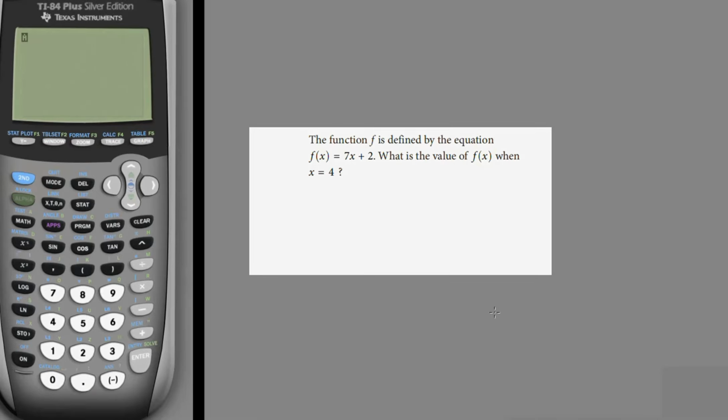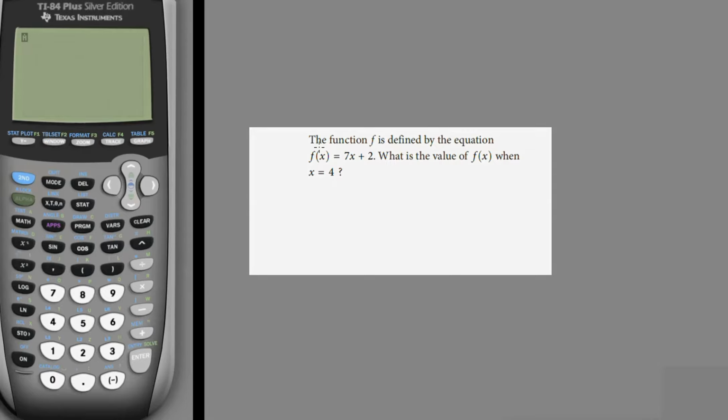In this video, we're going to learn how to solve this start maths question using first the manual method and also the TI-84 Plus edition scientific calculator method. So let's begin with the manual method, which is very easy. Okay, so let's get started. So the question says the function f is defined by the equation f of x equals 7x plus 2. What is the value of f of x when x equals 4?